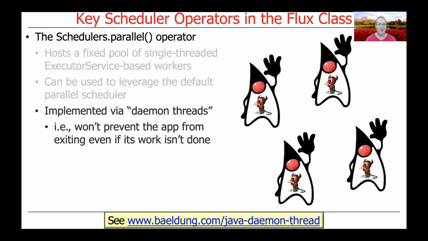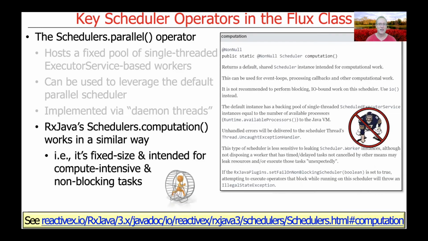The threads that are part of the parallel thread pool are implemented as so-called daemon threads. And this means that the app won't be prevented from exiting even if these threads are doing something, as long as all the other non-daemon threads have exited. So that's basically the definition of a daemon thread. It will shut down when all the other non-daemon threads shut down, and so will this pool of daemon threads.